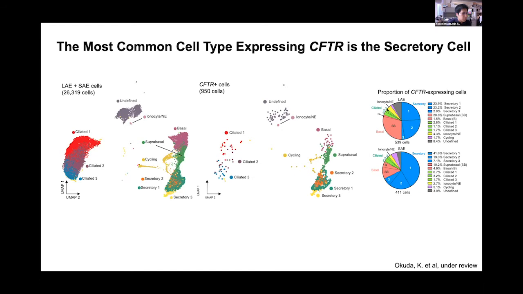And then ionocytes express CFTR, but it's really rare compared to other cell types. And in the ciliated cells, although the number of ciliated cells is large, the proportion of ciliated cells expressing CFTR is much smaller than in other cell types.